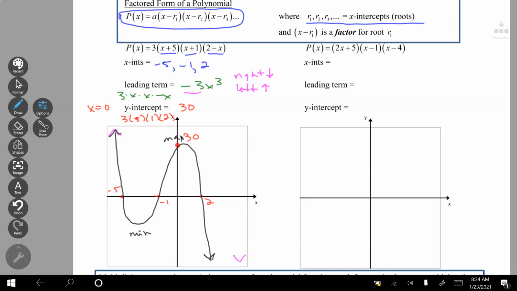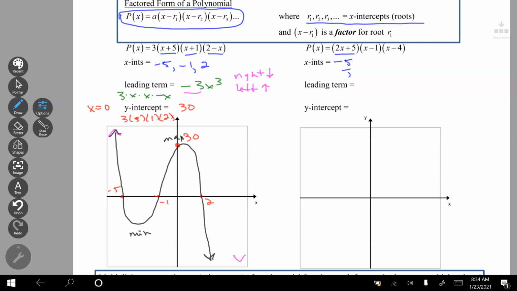Okay, another problem. Now we have a little bit more difficult factor here. It says 2x plus 5, but if I want to solve this for 0, because another word for x-intercept is 0, I would subtract 5, and I would divide by 2. So we can make that a little bit neater.